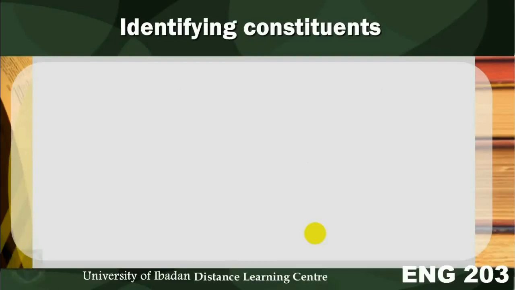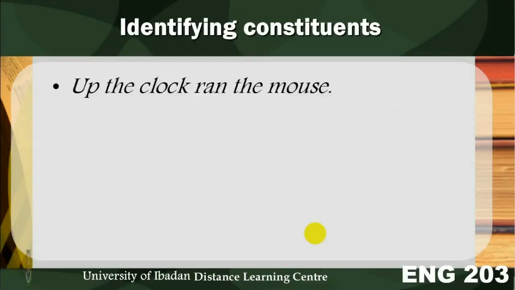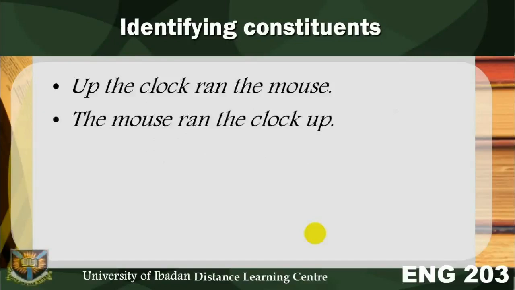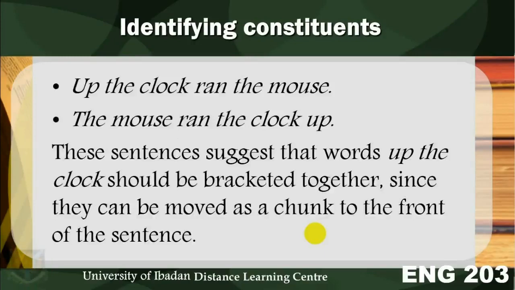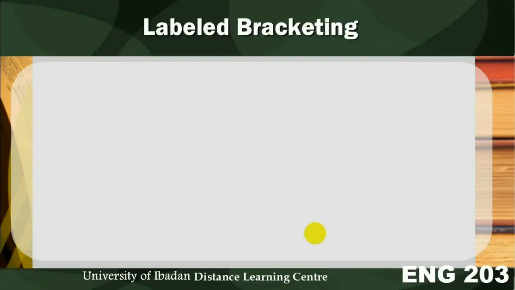constituent in other sentences. One way of checking this is to construct sentences in which the original words occur in a different order. Up the clock ran the mouse. The mouse ran the clock up. These sentences suggest that the words "up the clock" should be bracketed together, since they can be moved as a chunk to the front of the sentence. We may therefore analyze the sentence as "The mouse ran up the clock" and draw the tree diagram.